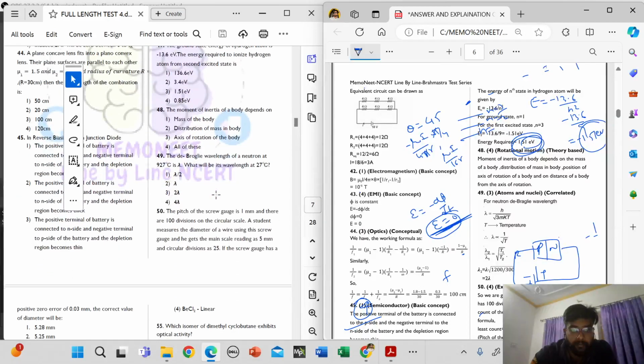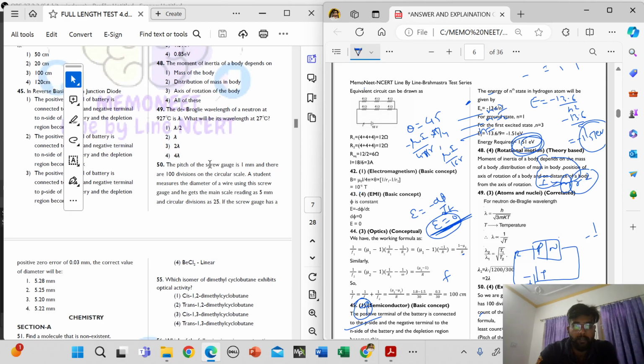The moment of inertia of a body depends upon the mass of the body, the distribution of mass in the body, and the axis of rotation of the body, all of these. This moment of inertia depends upon the radius also, the mass also, and the distribution of the mass in the body also. So all of these are correct.